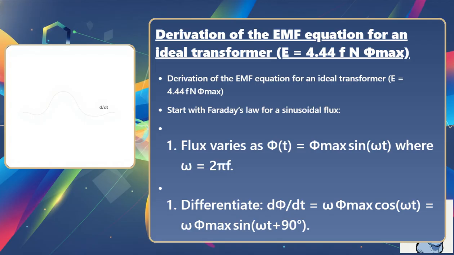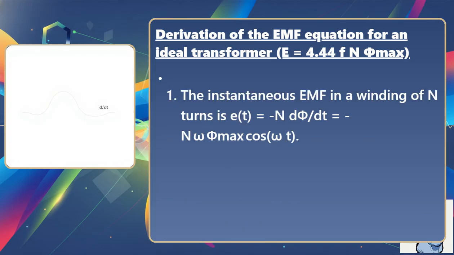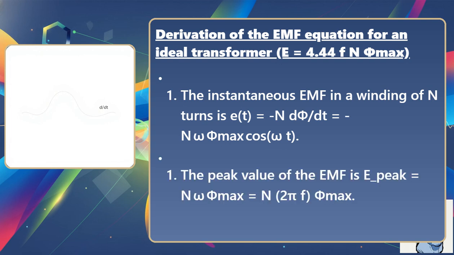90 degrees. The instantaneous EMF in a winding of N turns is E of t equals negative N d phi by dt, equals negative N omega phi max cosine omega t. The peak value of the EMF is E peak equals N omega phi max, equals N 2 pi f phi max.